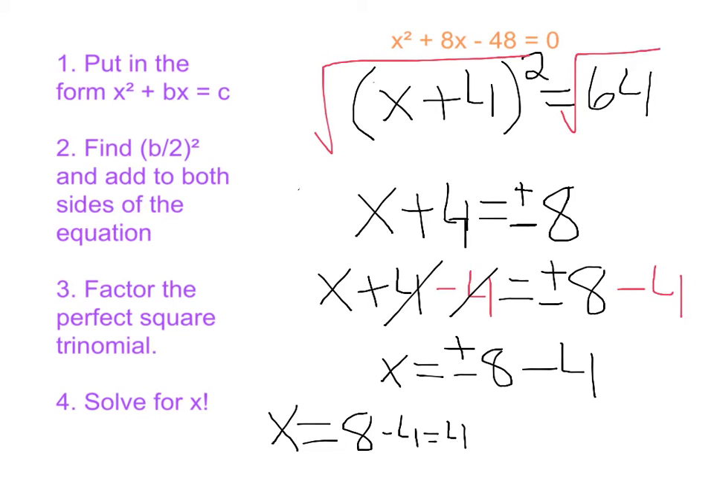But my other solution, consider negative 8. What is negative 8 minus 4? Negative 8 minus 4 is negative 12. So my two solutions, positive 4 and negative 12.